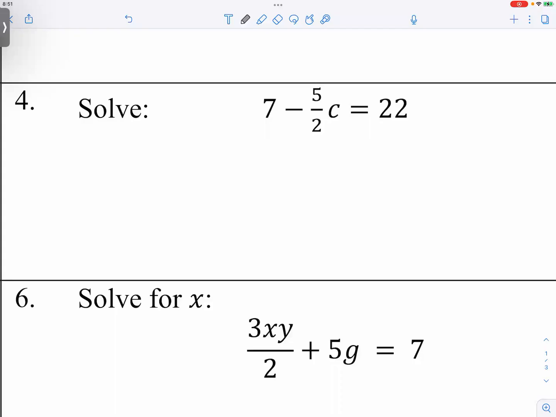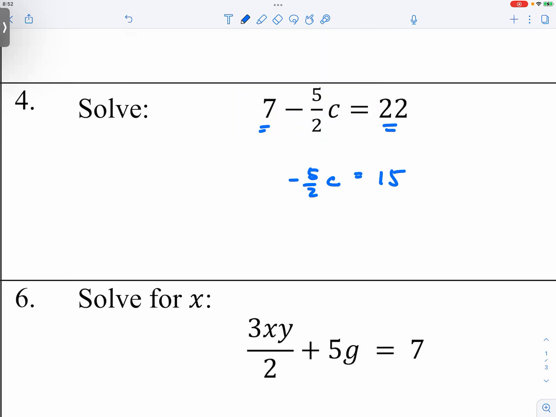Now, number 4, it's a very interesting question. It's a simple question, but some students make it way more complicated. So first, you will go ahead and subtract 7, right? So you get 15 over here. So you have negative 5 over 2, C, equal to 15. Okay, all right.